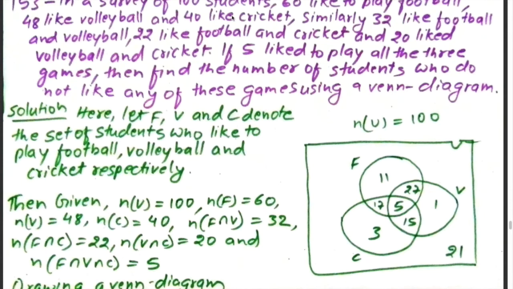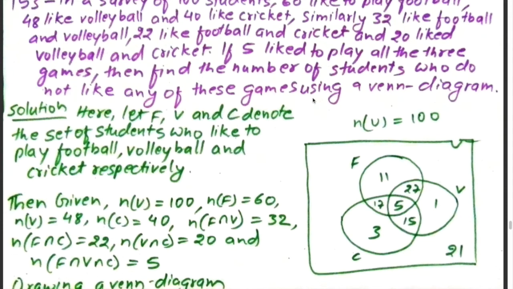In a survey of 100 students, 60 like to play football, 48 like volleyball, 40 like cricket. Similarly, 32 like football and volleyball, 22 like football and cricket, and 20 like volleyball and cricket. If 5 like to play all 3 games, then find the number of students who do not like any one of these games using a Venn diagram.